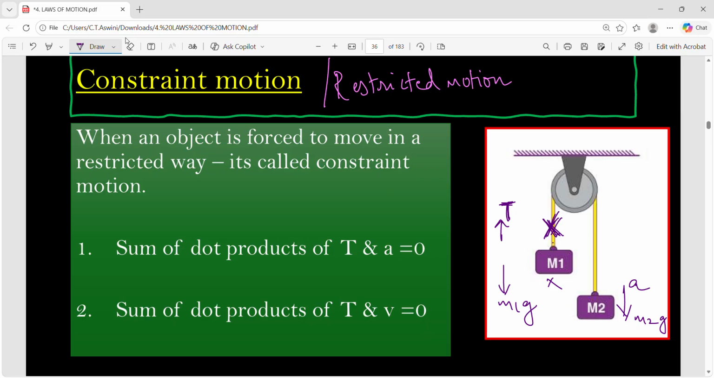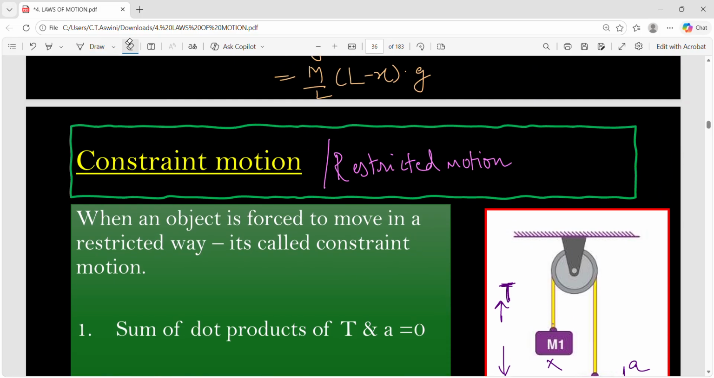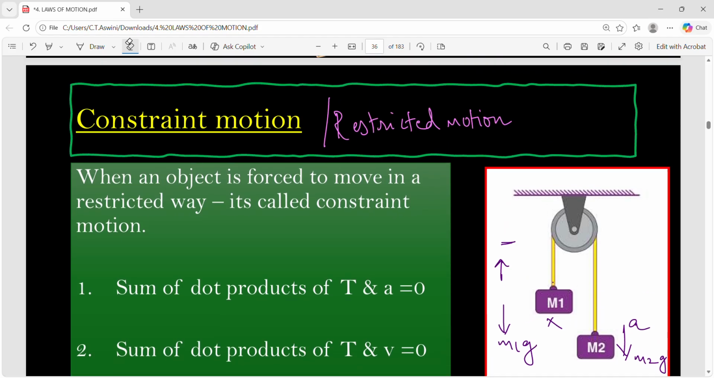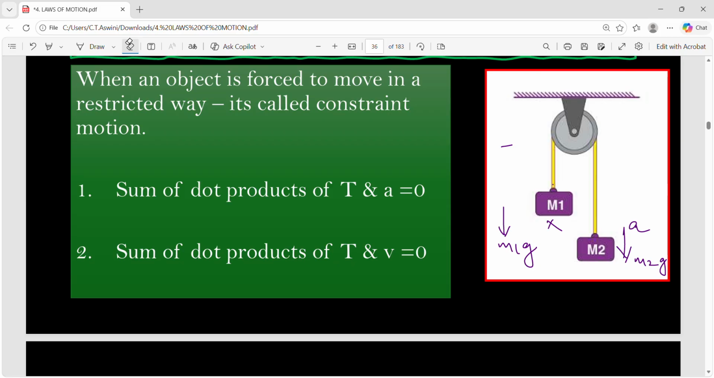That means it has to fall down, but that downward motion is restricted. It is connected with the rope to M2. As M2 is moving down, M1 is forced to move up. Now, this is the direction of motion. Though its weight is acting down, because of the connection here, M1's motion is restricted. Instead of moving down, it is made to move up because M2 is falling down. So M1 has to move up. No other option for M1. So this kind of restricted motion is called what? Constrained motion. I hope you are clear with this. Very simple.